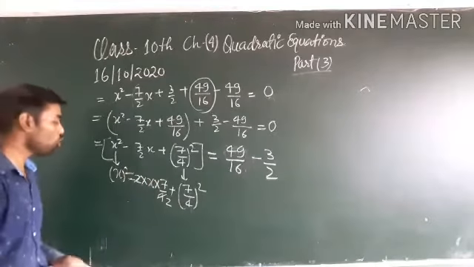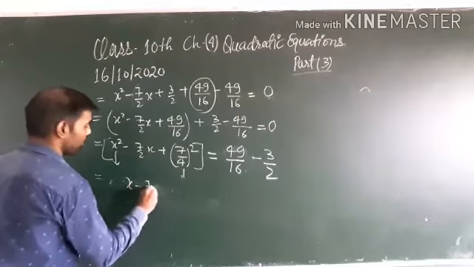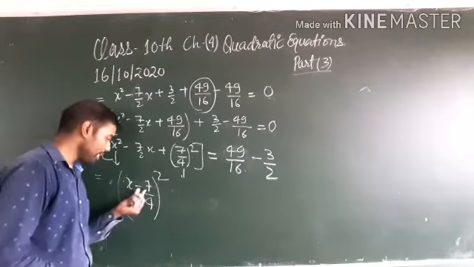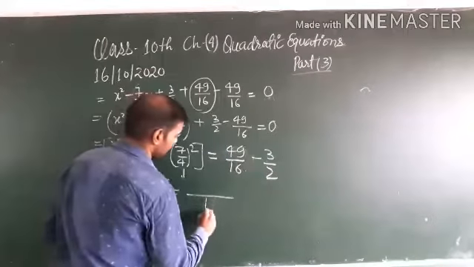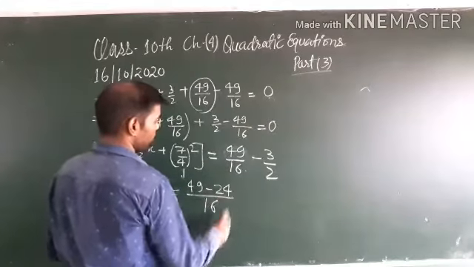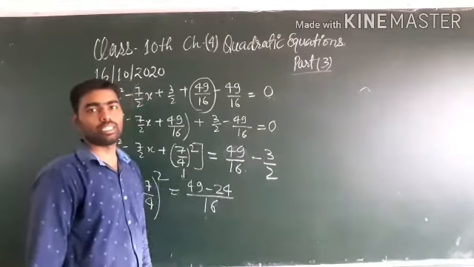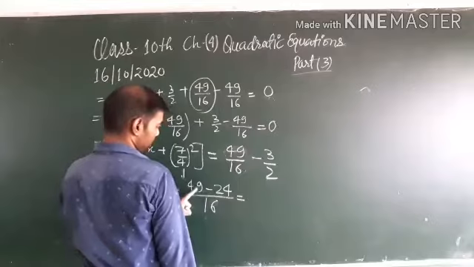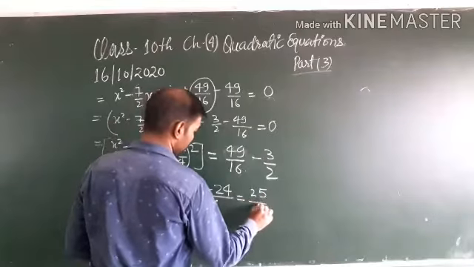So we can write this whole part is equal to x minus 7 by 4 to the whole square, minus 7 by 4 to the whole square. Here 16 is LCM, 49 minus 8, it means 24. 16 divided by 2, 8, and 8 into 3, that is 24. Subtracting 24 from 49, we get 25, and so the result is 25 upon 16.